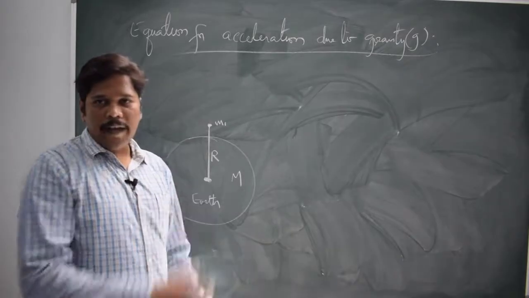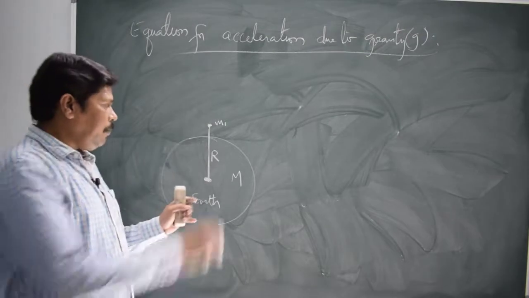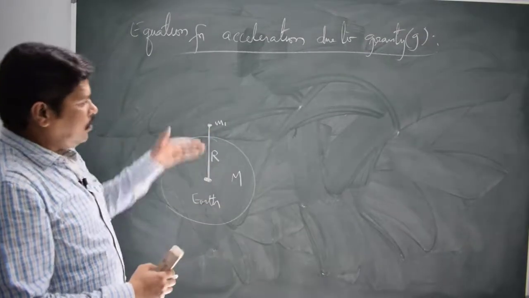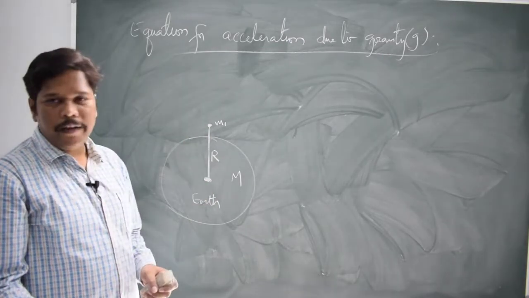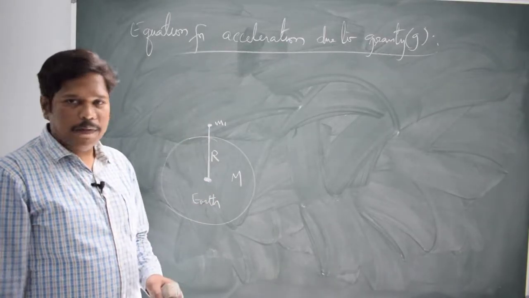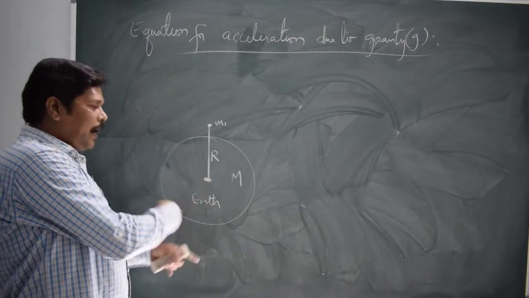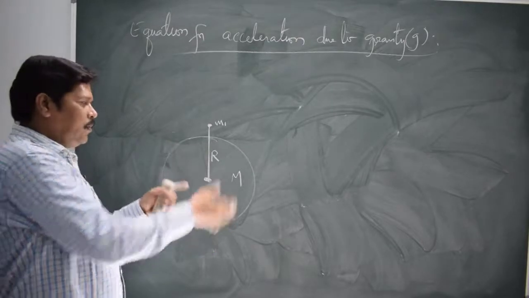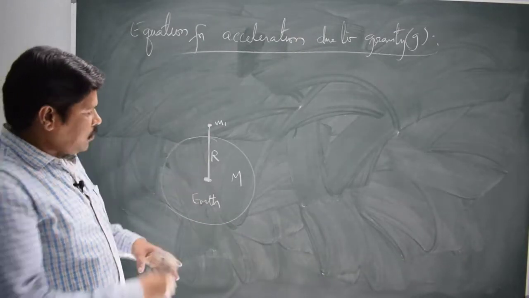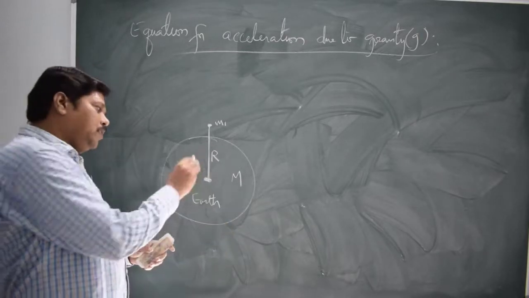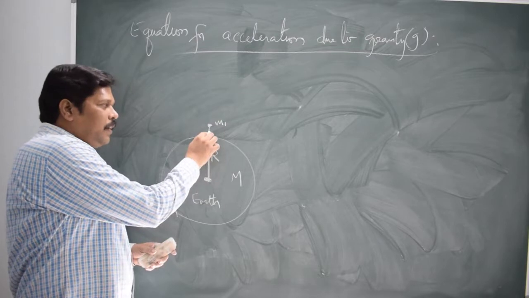To find the equation for acceleration due to gravity, we are going to consider a mass on the surface of the earth, at a very little distance from the surface. We imagine the earth as a sphere. When we consider a sphere, the entire mass of the sphere appears to be concentrated at its center.